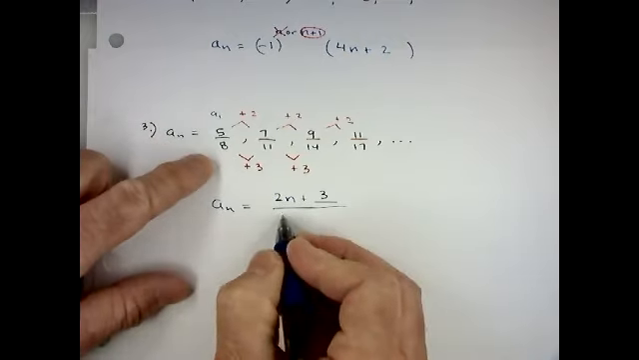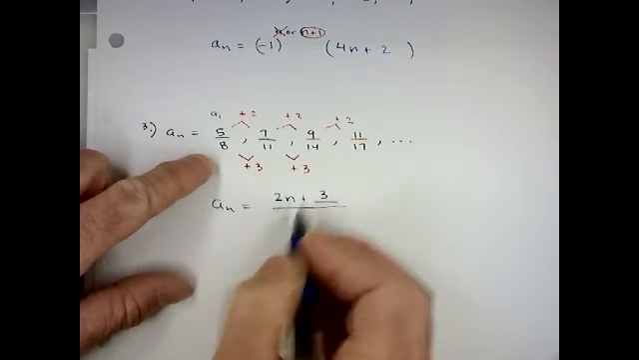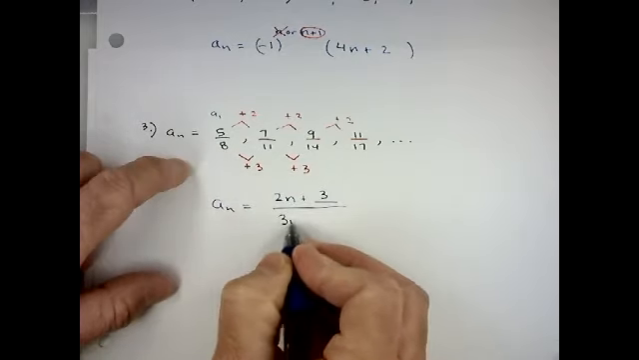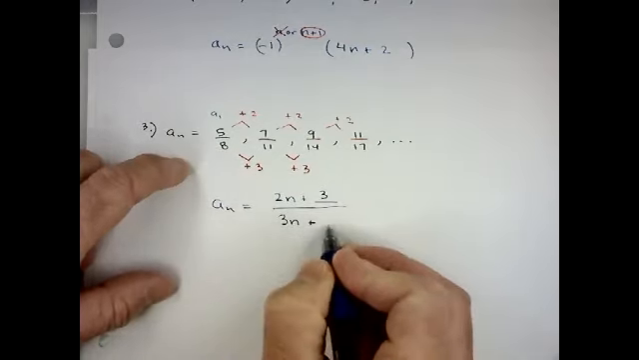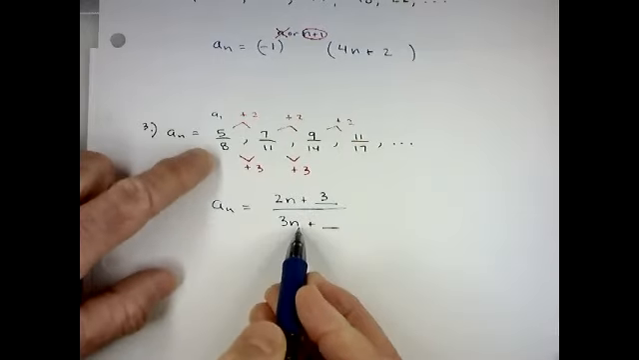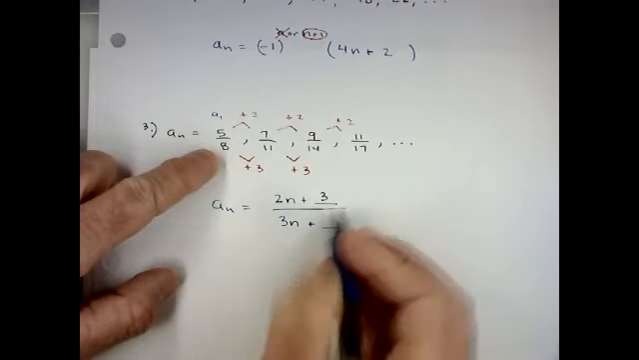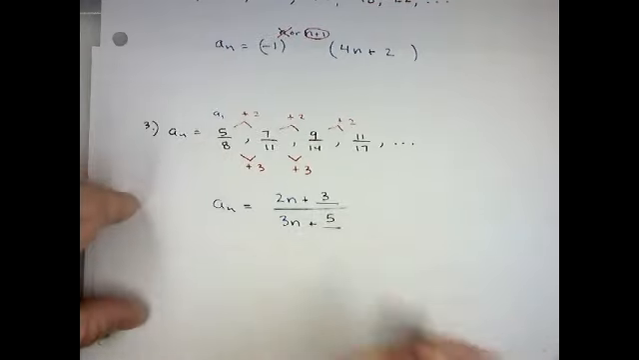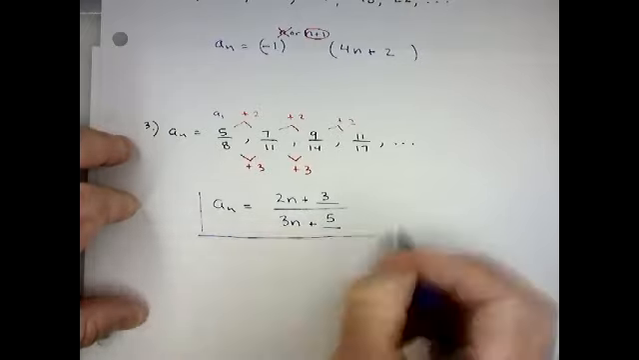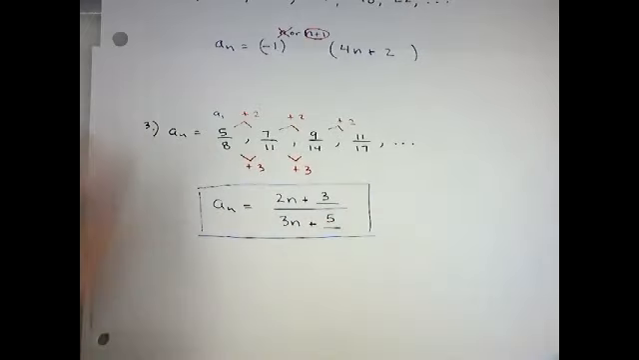In the denominator, since it's skipping by 3 each term, that has to be a 3n plus or minus some number. What are we getting when n is 1? We're getting 8. But when n is 1 here, we only have 3, so we have to add 5. And that will give us the formula. You can check it for some other values of n and make sure it works, but it does.